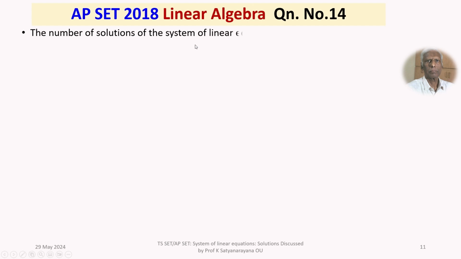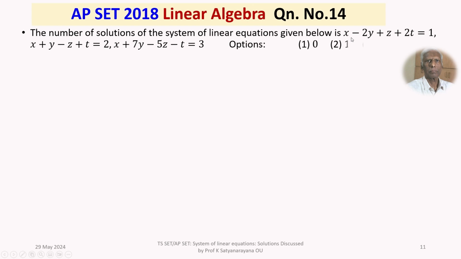The number of solutions of the system of linear equations given below is, we are given 3 equations in 4 unknowns, a non-homogeneous system. It's an equation in 4 variables. Because of 1, it is non-homogeneous. So we are given 3 equations in 4 unknowns, which is a non-homogeneous system. And we are given 4 options. You have to find the number of solutions of this system of the linear equations. How many solutions are there? That is the question.